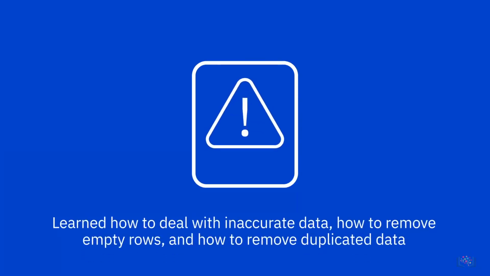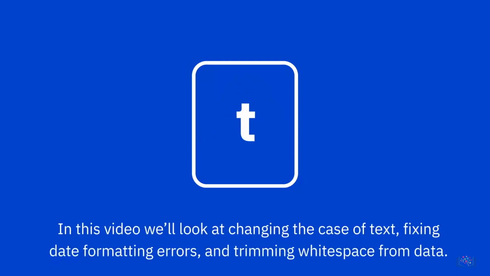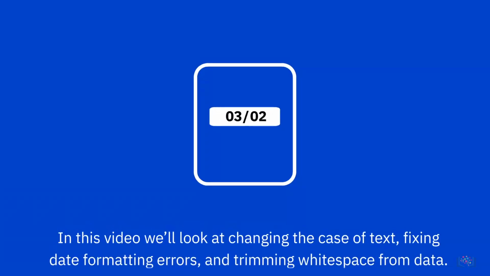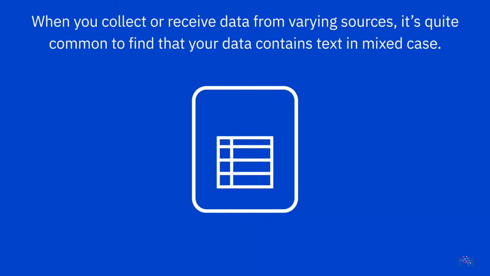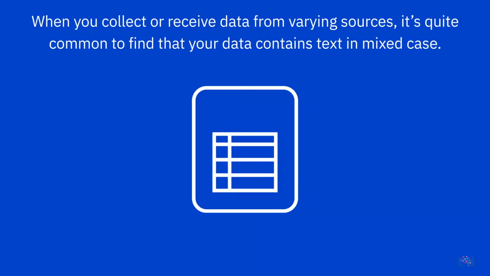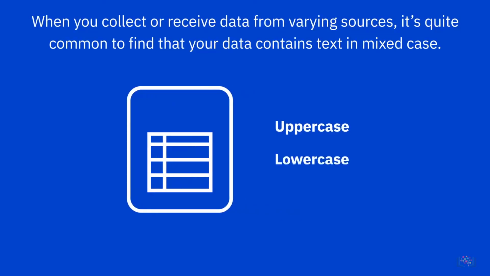Now that we've learned how to deal with inaccurate data, how to remove empty rows, and how to remove duplicated rows, in this video we'll look at changing the case of text, fixing date formatting errors, and trimming whitespace from data. When you collect or receive data from various sources, it's quite common to find that your data contains text in mixed case, that is, some in uppercase, some in lowercase, and some in capitalized proper case, also known as sentence case. Some of this may be intentional, but often it's not.